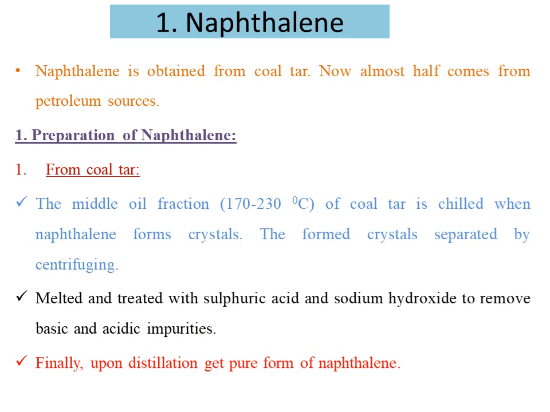I repeat the process. Take the coal tar and distill it to get an oil fraction, and subject that to refrigeration for chilling. The crystals are separated by centrifugation. The obtained crystals are melted and treated with sulfuric acid and NaOH to remove acidic and basic impurities. Finally, upon distillation, we get a pure form of naphthalene. This is the method of preparation from coal tar.